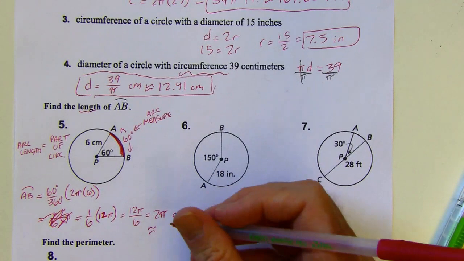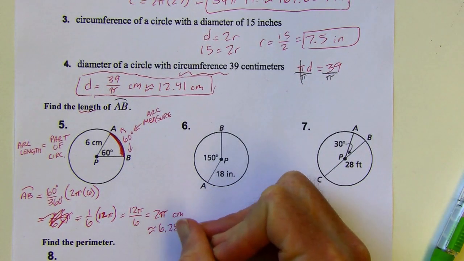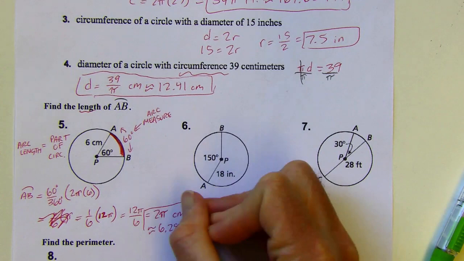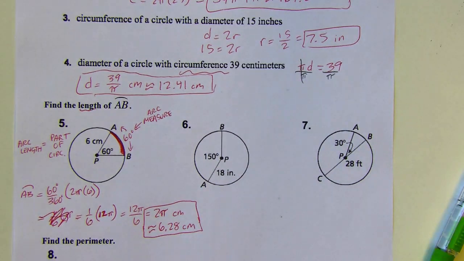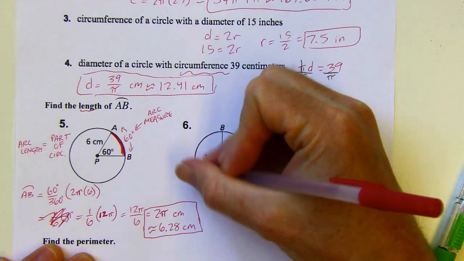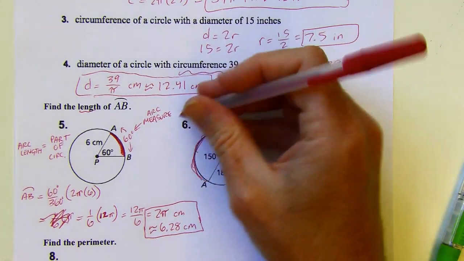Since pi is about 3.14, 2 pi is double that, 6.28 roughly. Okay? So it's part of the circumference. So same thing here, we're looking for the length of this arc. Part of the circumference here, I'll do this one up here.